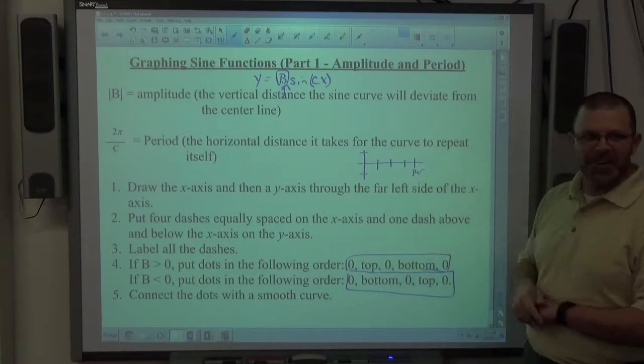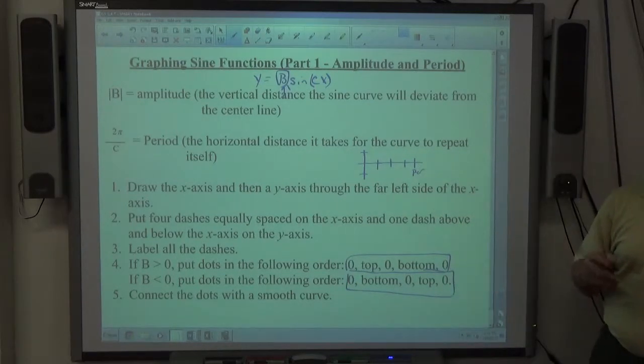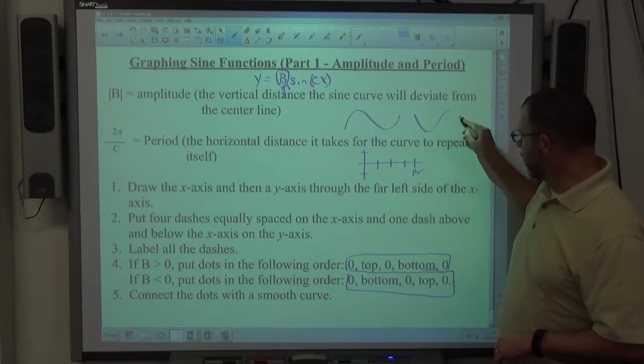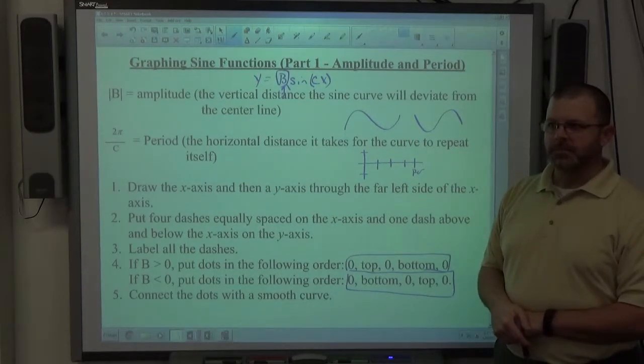Ended up at 0. Okay. So those are the things. And then once you get your 5 dots, connect the dots with a smooth curve. And your graphs are always going to look like that. They're either going to be like this, or if it goes down first, it'll look like that. All right?